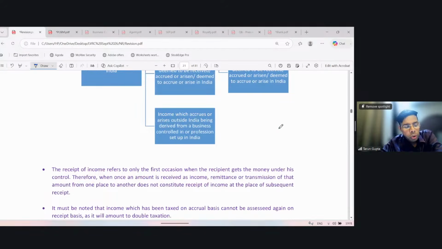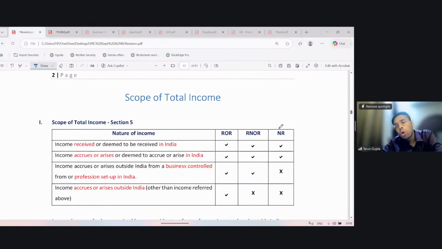Now we are moving to the scope of total income, right? In case of ROR, the global income is taxable. In case of NR, income received in India or deemed to be received in India, or accruing in India or deemed to accrue in India, is taxable. In case of RNOR, it is similar to NR, but with one more income, which is accruing or arising outside India, but from a business controlled from, or a profession set up in, India, right?